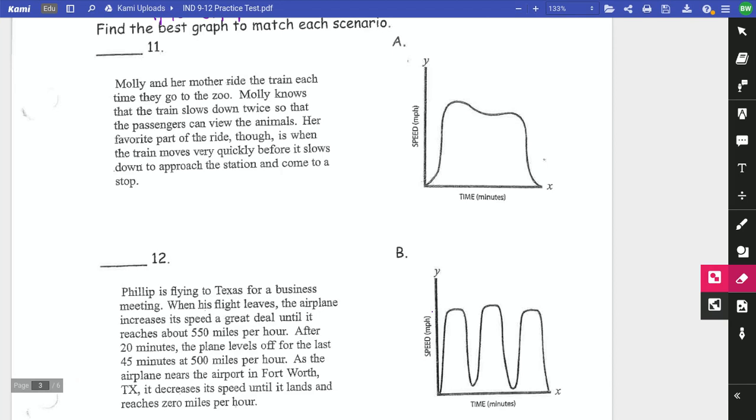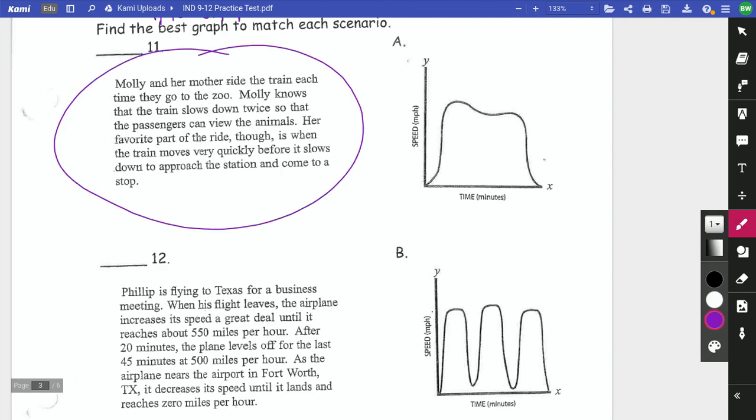So, well, right off we see the first scenario, this one we read up here, talks about it slowing down. Okay, it slows down twice. So, well, that looks like that's going to be B, right? So we already think that's probably B.